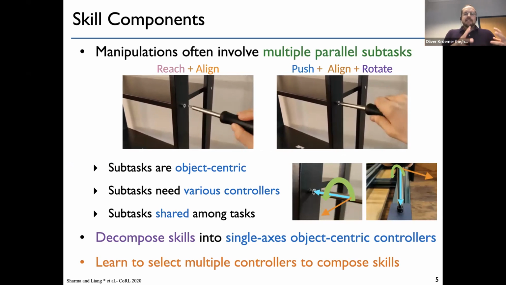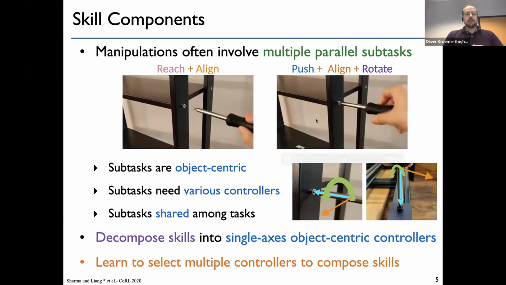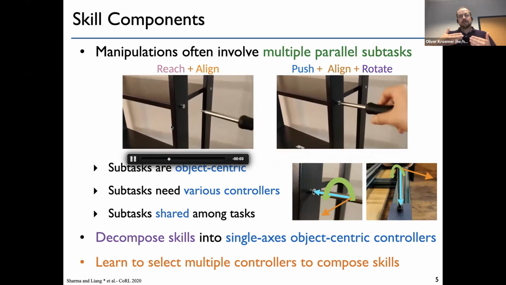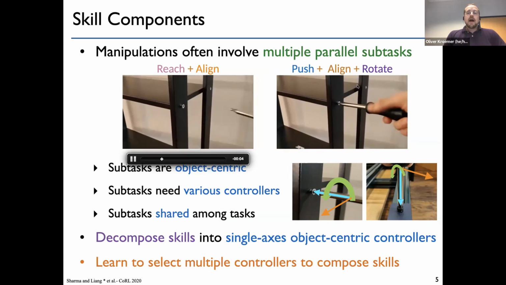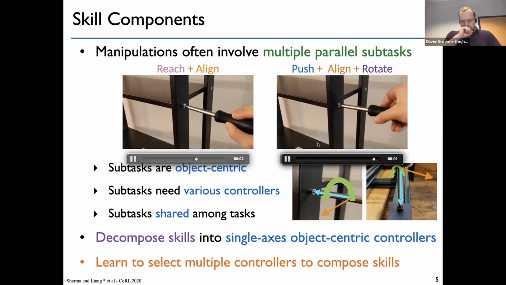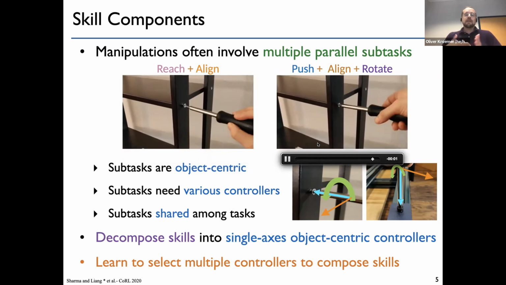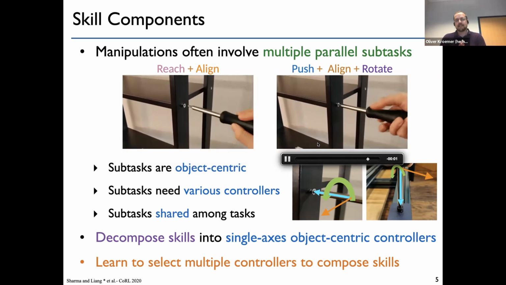But each one of those skills can also be subdivided into separate controllers. For example, for the one on the left, we have a reaching and alignment. We need to make sure that the screw and the screwdriver are aligned, but we also need to make sure that the tip goes to the hole. But then when we go to the second one, we still want to have alignment there, but now it's more about force control and pushing into the screw while also rotating around its axis.